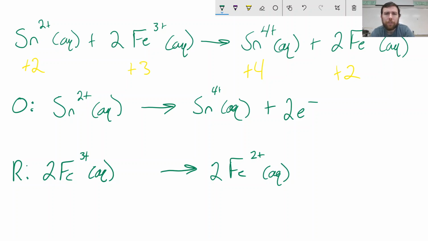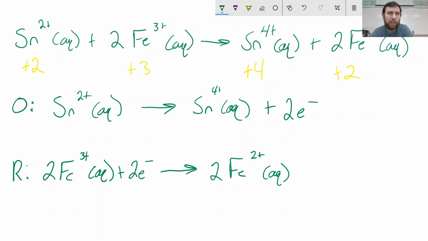And so we've got that. And then we look at our reduction reaction. This is where electrons are gained. So that means the iron 3+ ions are gaining electrons. Currently, there's a +6 charge on the left. There's currently a +4 charge on the right. So in order for those to balance out, we're just going to need to add 2 electrons as well.